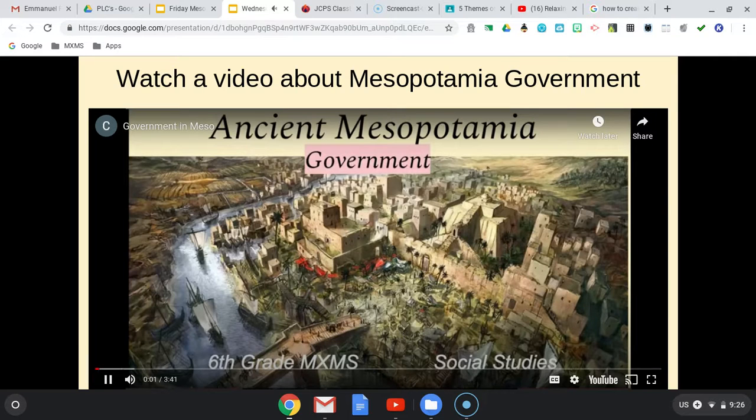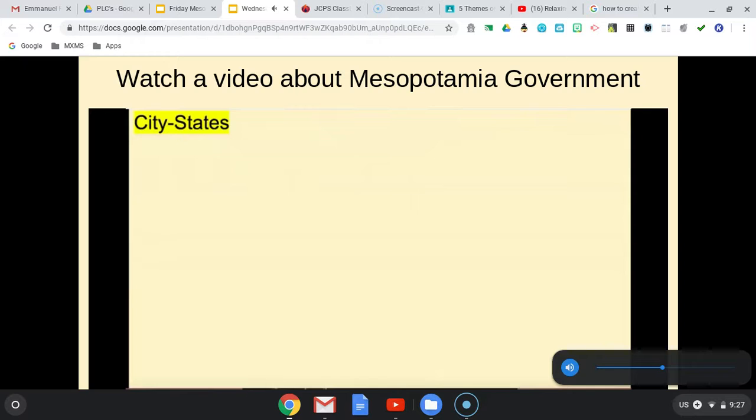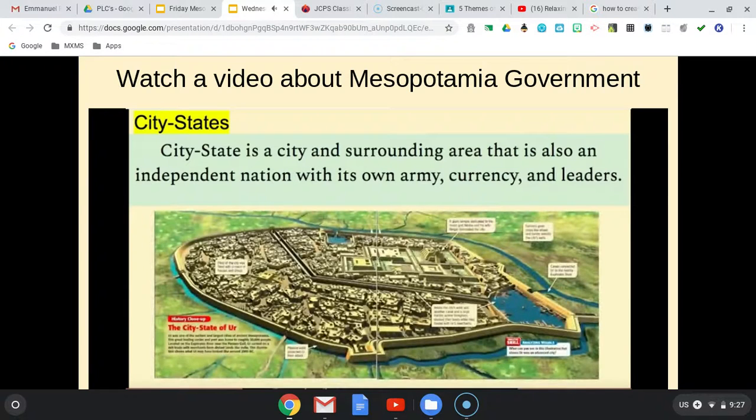Hi you guys, this is Miss Tao. Today we will be talking about ancient Mesopotamia's government. Let's revisit yesterday's city-states. A city-state is a city and surrounding area that is also an independent nation with its own army, currency, and leaders. Today we want to take a closer look at what happens inside of these walls. What are some of the rules and how do they govern these city-states?